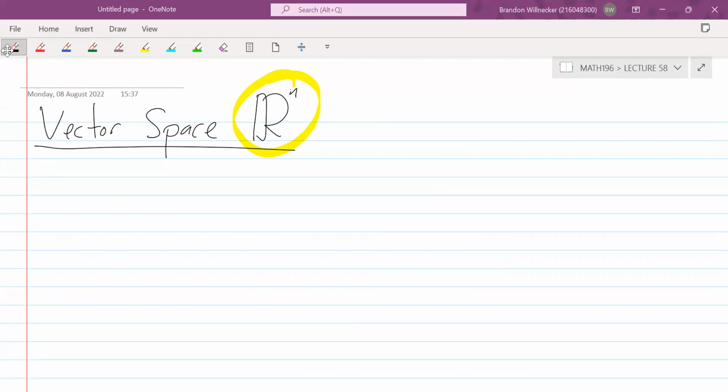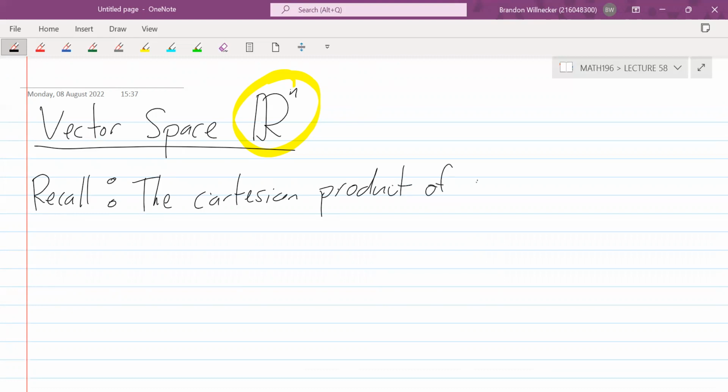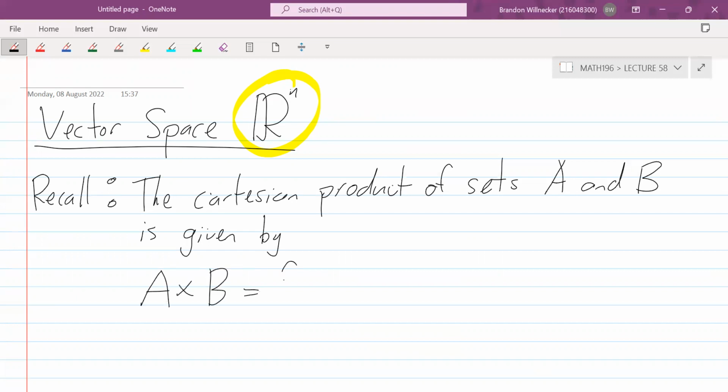Okay, so before we get on to the idea of a vector space, let's just quickly recall the definition for the Cartesian product. So recall the Cartesian product of sets A and B is given by A cross B, and this is a new set of elements (a, b) in brackets like that, such that the little a is from the set A and the little b is from the set B.